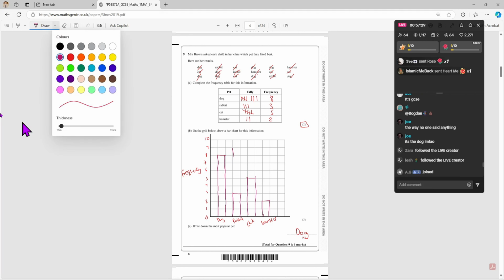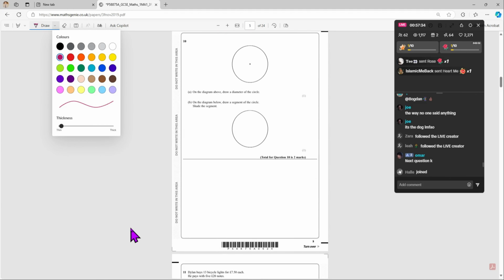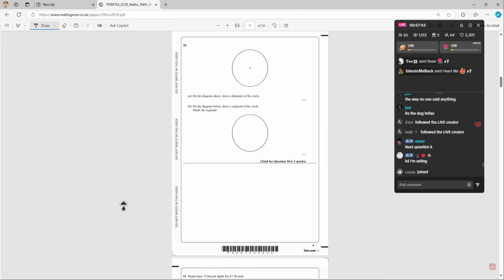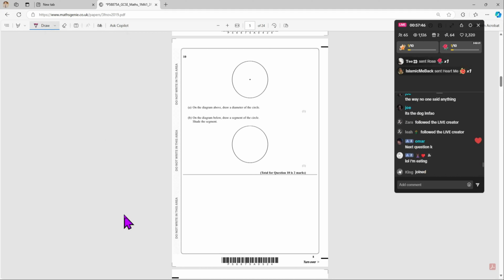So now let's move on to our next question. Question number 10. On the diagram above, draw a diameter of the circle. So we know that the diameter is 2 times the radius, okay? So we are going to draw the diameter. It's going to be from here, then to the center of the circle, and then it's going to be twice the radius. It's going to be like this, okay? That is going to be our diameter.